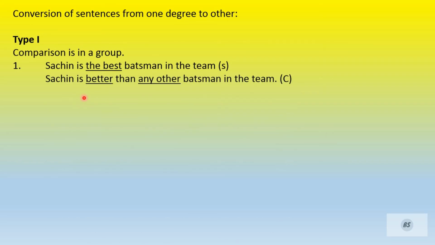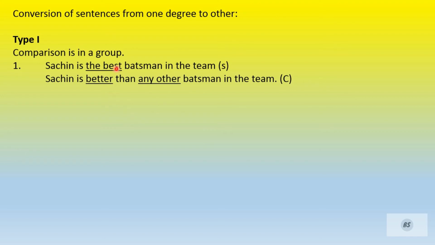So how can it be done? Let's see. Sachin is best. For comparative form we used better. Okay. Also the we will skip. Why? Because the is used only in superlative form, not in comparative form. So, Sachin is better. Now comparative degree says you have to compare with one person. So with which person will you compare? We don't have any other name. So what do we write? Sachin is better than any other batsman in the team. I compared with one person, but did I write the name? No. I wrote any other. Sachin is better than any other batsman in the team. That is, I changed the sentence from superlative to comparative without changing the meaning.